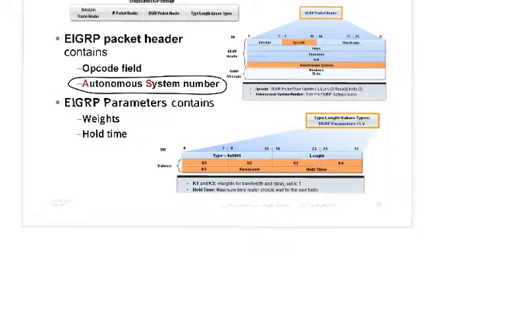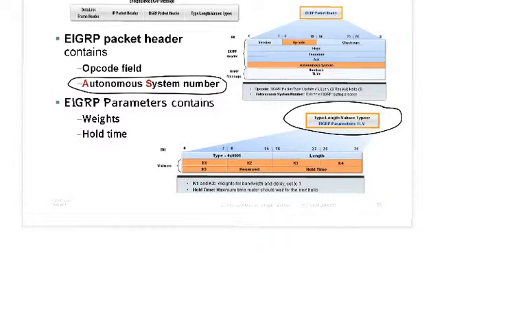And we have the EIGRP parameters. There is the TLV, which is the payload of EIGRP. The payload contains 3 different types of messages. The first one is what we call the EIGRP parameters. The second one, which we will talk about in the next slide, is called the IP internal routing information, and we have IP external routing information.